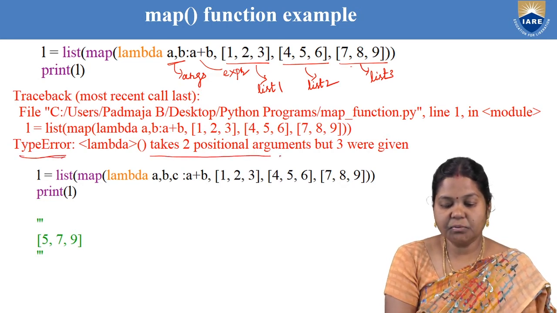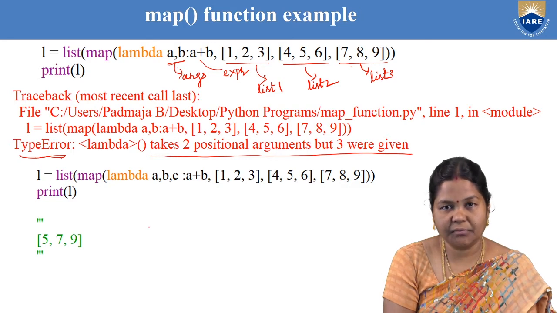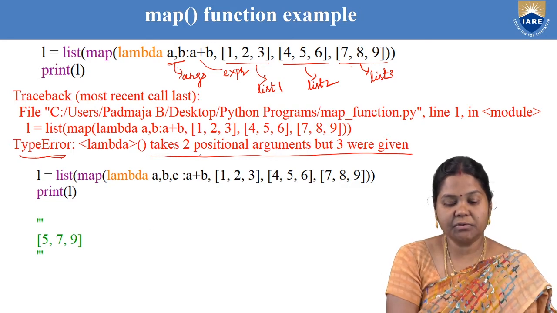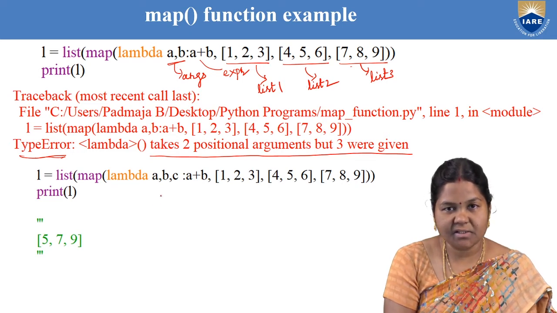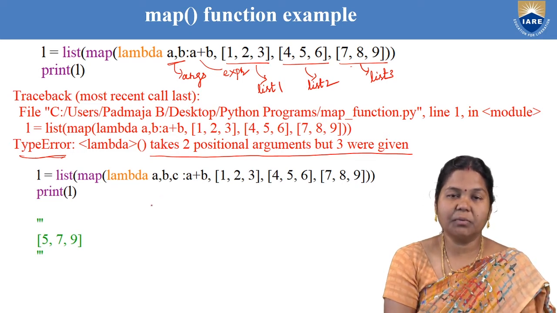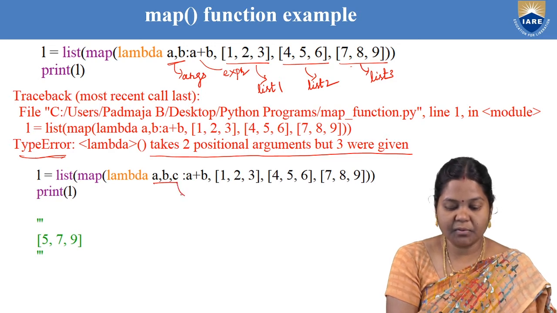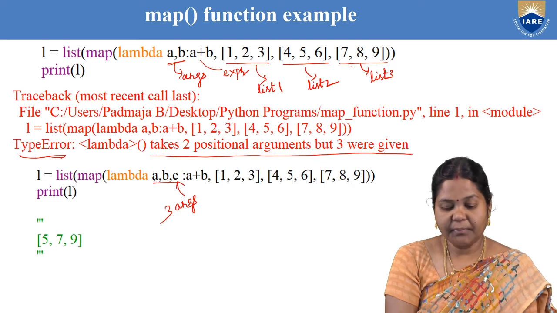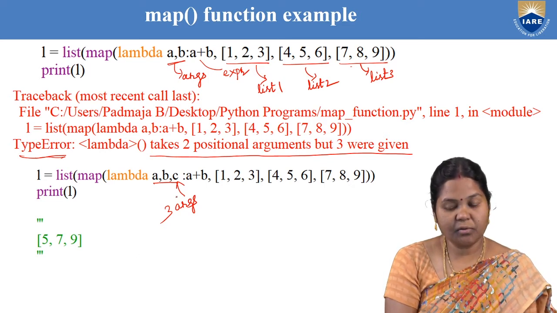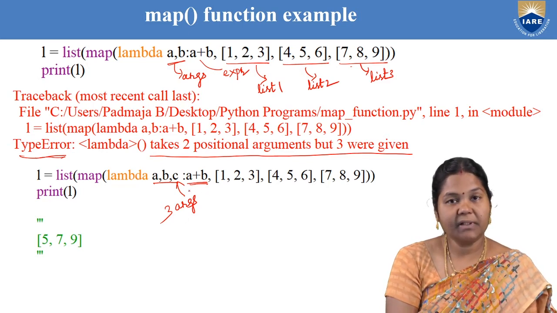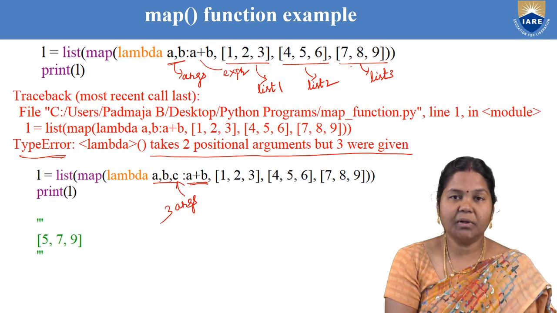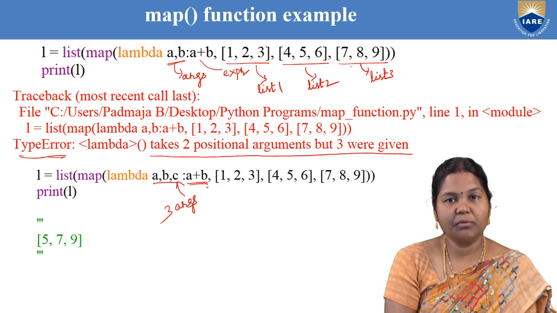That lambda takes only 2 positional arguments, but 3 were given. So lambda takes only 2 arguments. You have given A and B, but you have provided 3 lists. To avoid this error, what to do? You have to pass the third argument, C. So you have to write 3 arguments. You are doing the addition of numbers for only 2 lists, no problem. But the third argument is provided. At present, you have not written any mathematical expression for it.